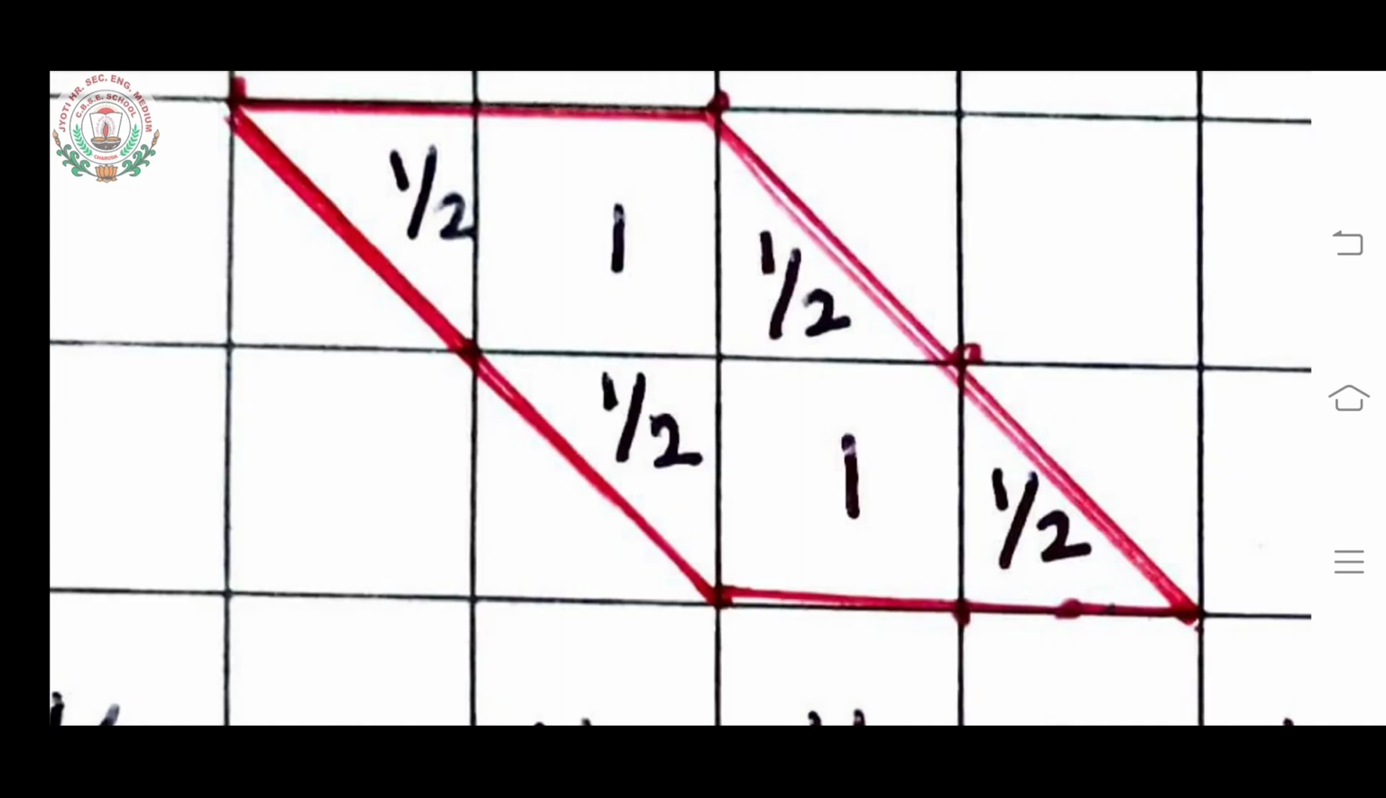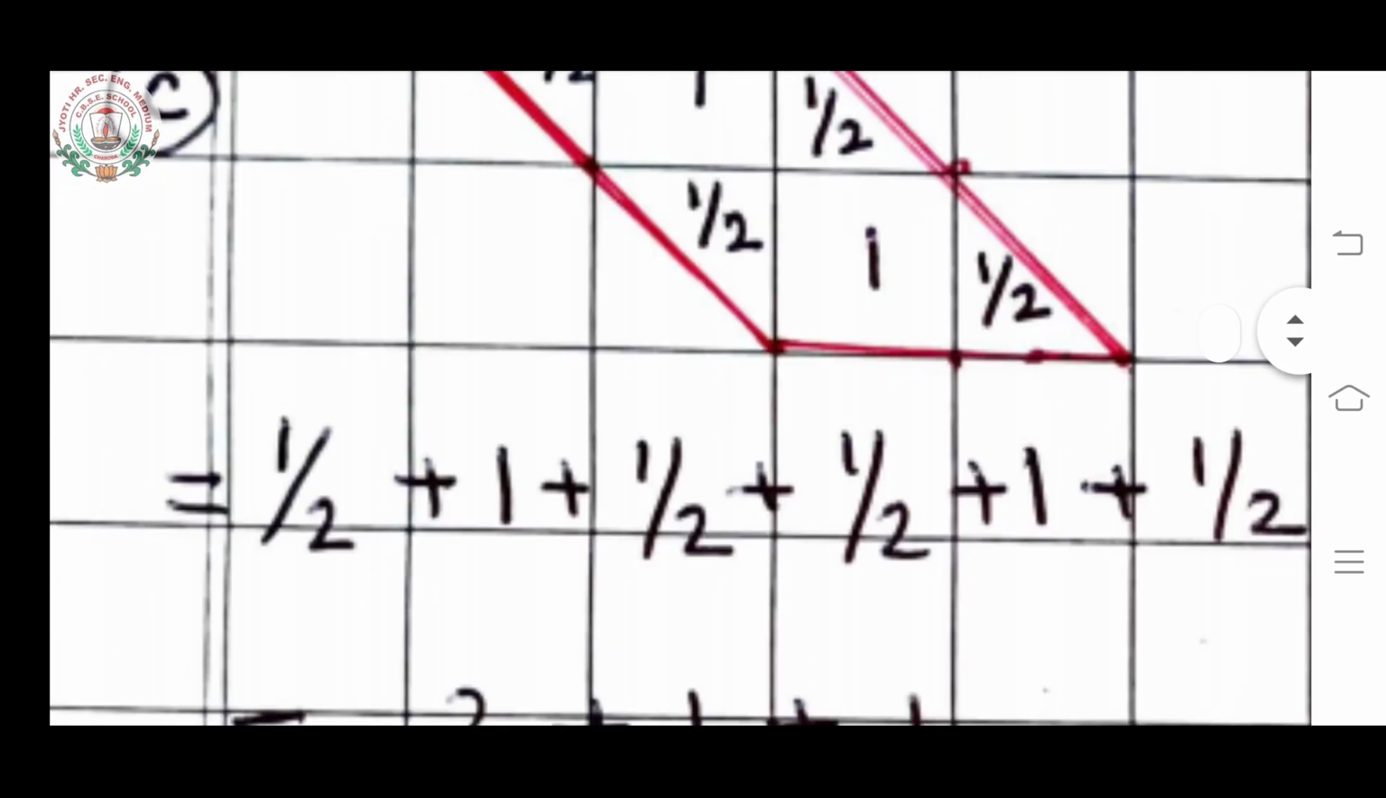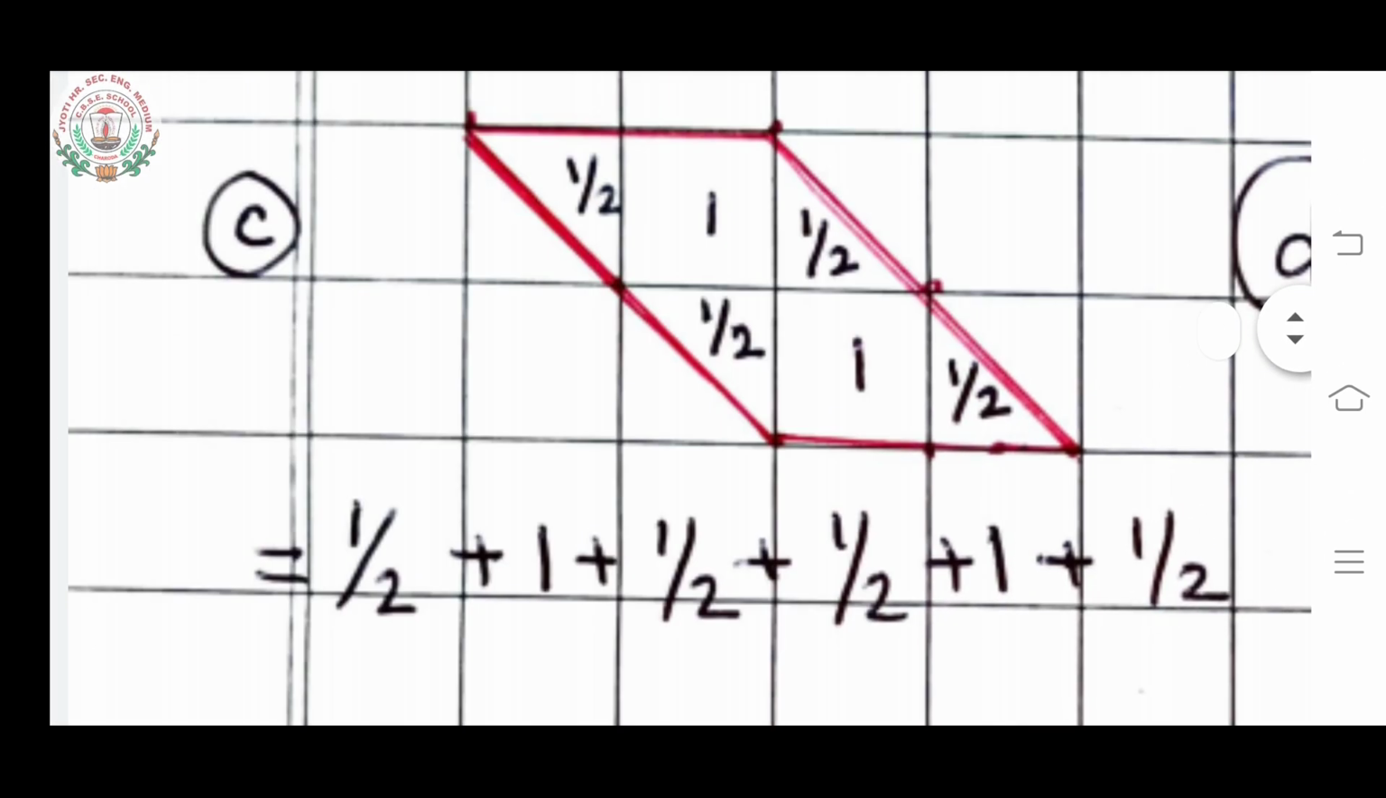Then next only half of the block is covered. So I have written there half. Then fourth one, half of the block is covered. So I have written there half. Then next one full block is covered, so I have written there 1. And next half block is covered, so I have written there half. Now you have to just total all these. So I have already written it is half plus 1 plus half, then again half plus 1 plus half.